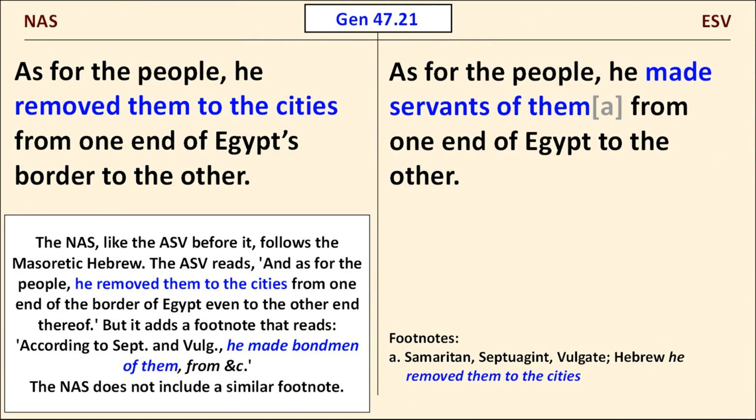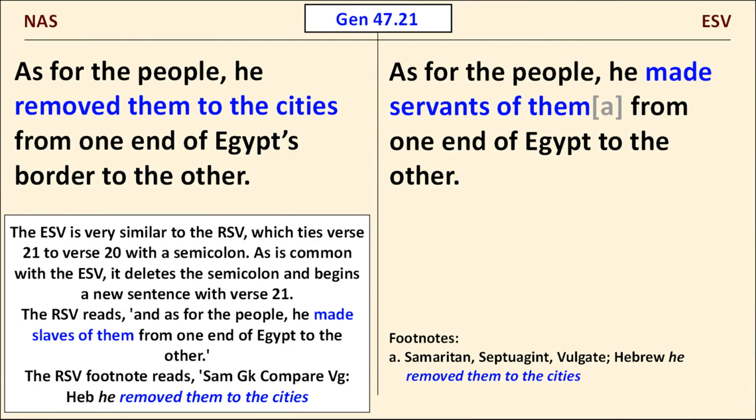The NAS, following the Masoretic text, reads like the ASV, but in a footnote, the ASV mentions the reading the ESV follows. The NAS does not include a similar footnote. The ESV keeps in line with the RSV here.